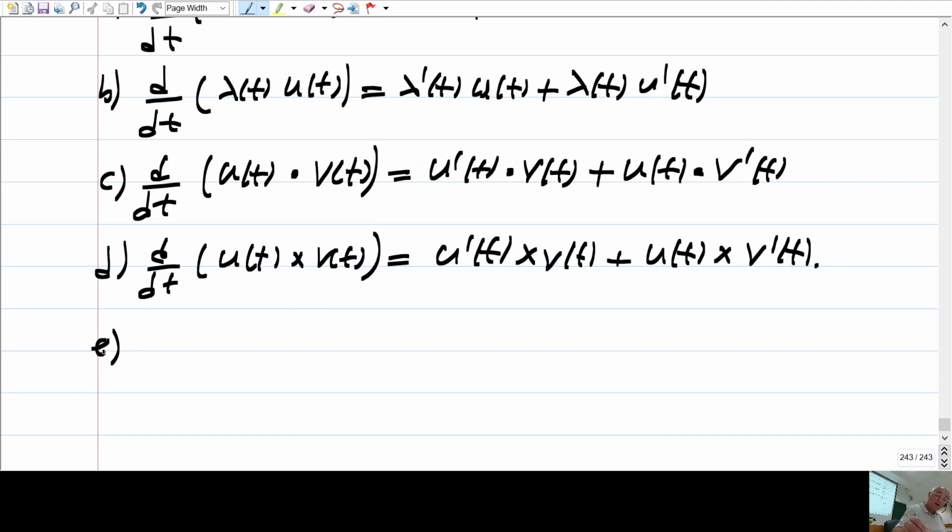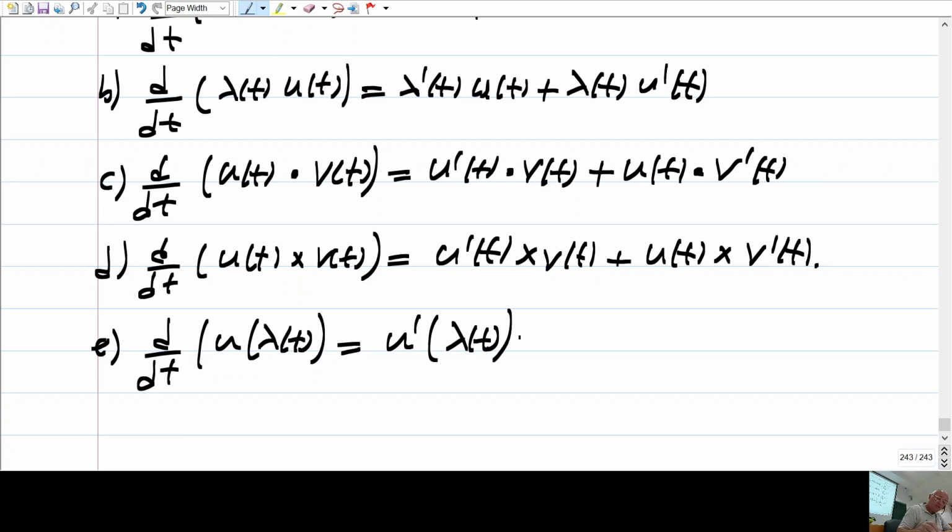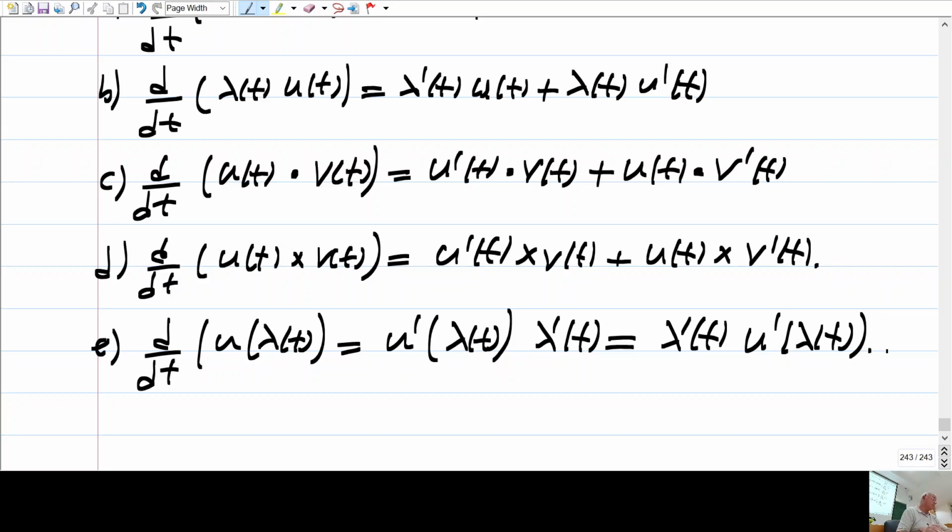And finally, this is just the chain rule. I replace t by another function of t, lambda(t). And what is this? The derivative of this will be just derivative of u, and then you put lambda(t) here, and then lambda prime(t). Lambda prime(t) is a scalar valued function. You multiply this with the vector valued function.